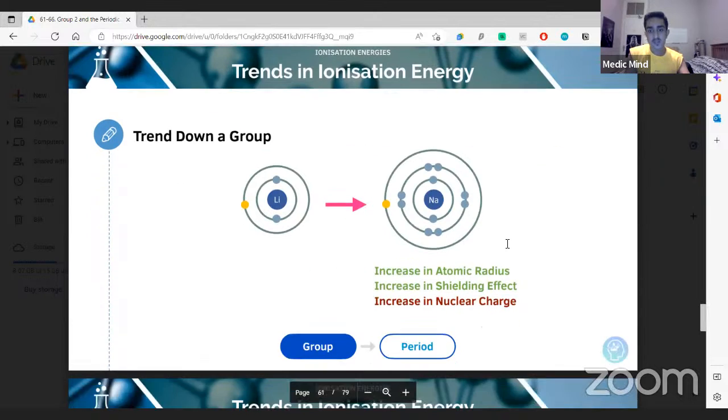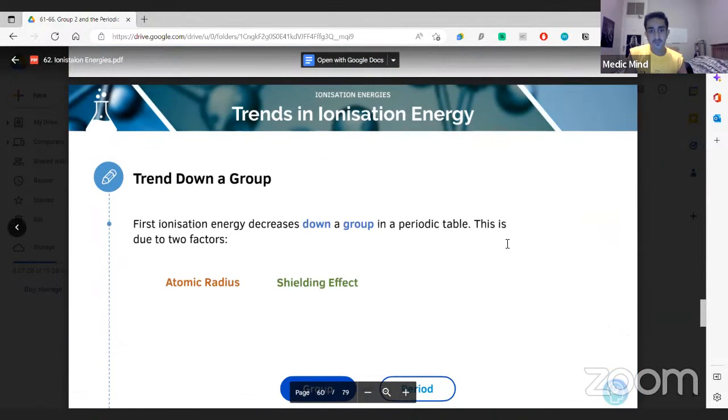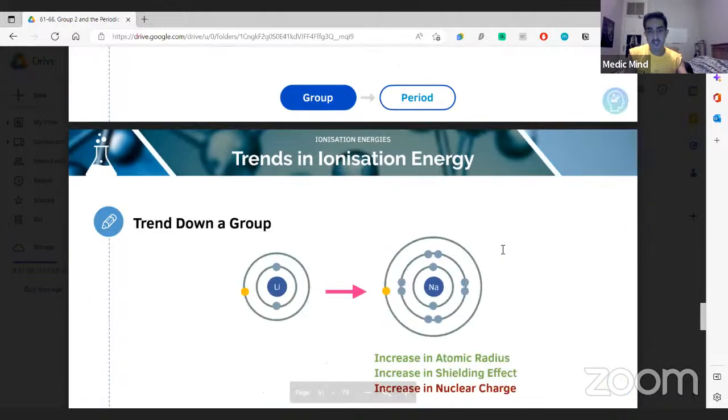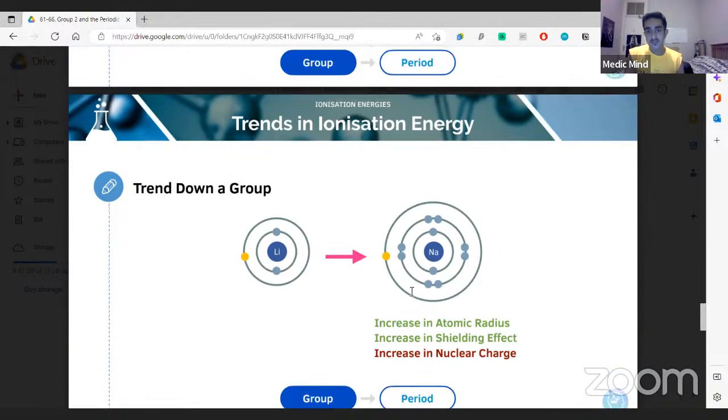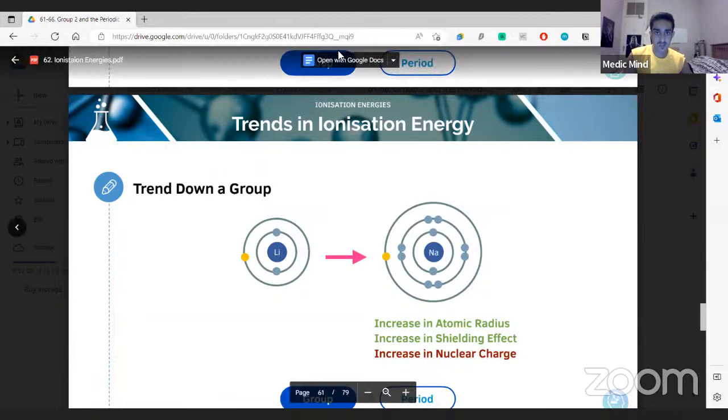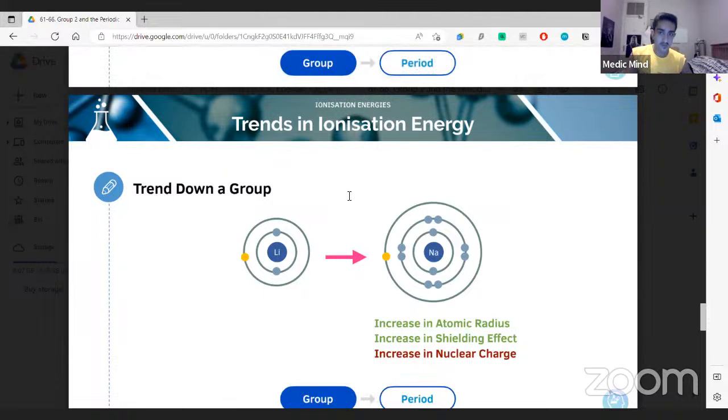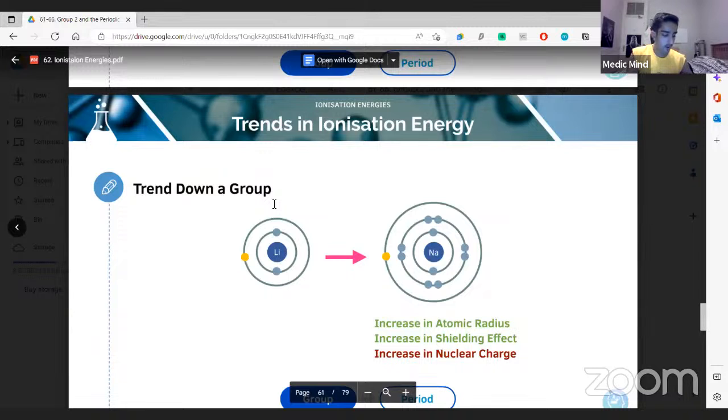And we've talked about this trend. Down a group, the ionization energy decreases because, remember, the atomic radius is going to increase. There's going to be an increase in the number of electron shells, which means that even though there is the increase in nuclear charge, this is outweighed by the increase in atomic radius and the increase in shielding, which means that there's a weaker attraction between the nucleus and the outer electron, which means that it's easier to remove the electron from the outer shell.